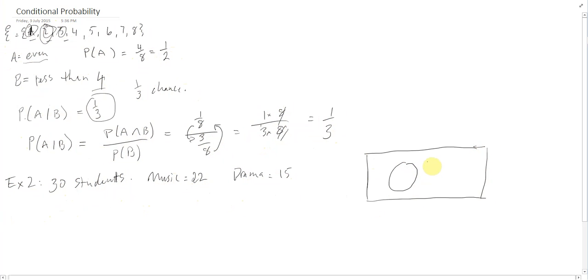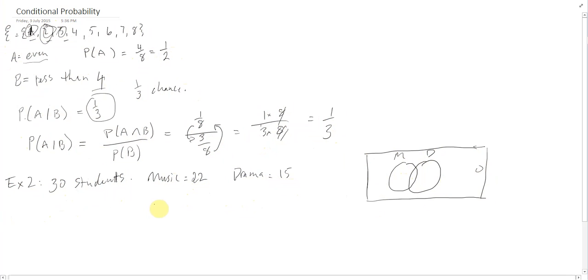Okay, so here we've got music, here we've got drama. Music, drama. Alright, so let's have a look. There's 30 students in total, so there's no one out not doing anything. So when we add all three of these together, we're going to be getting 30.